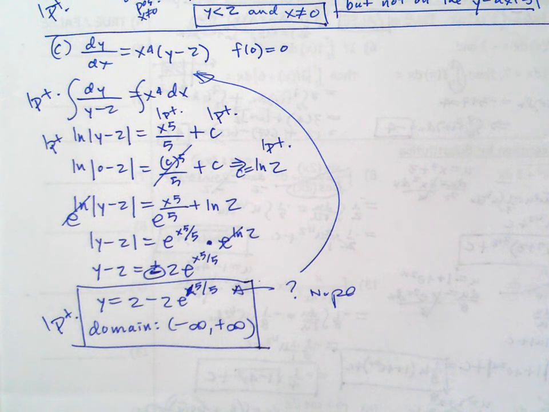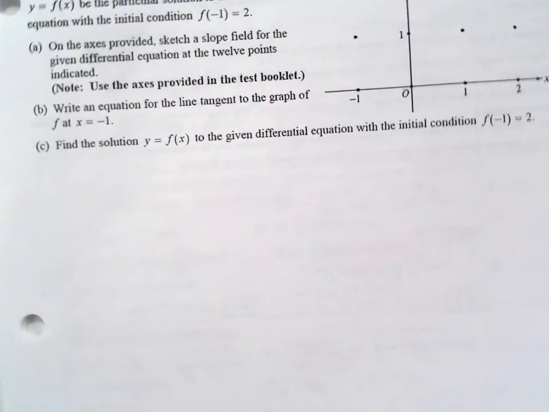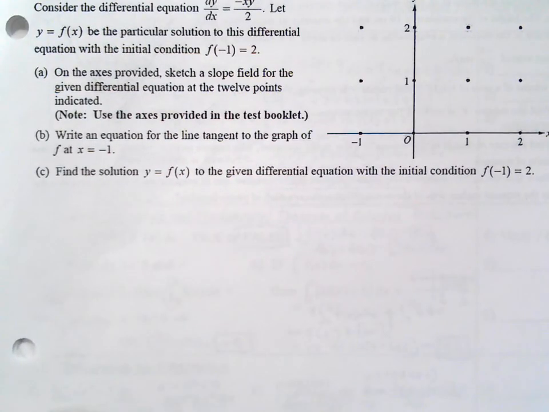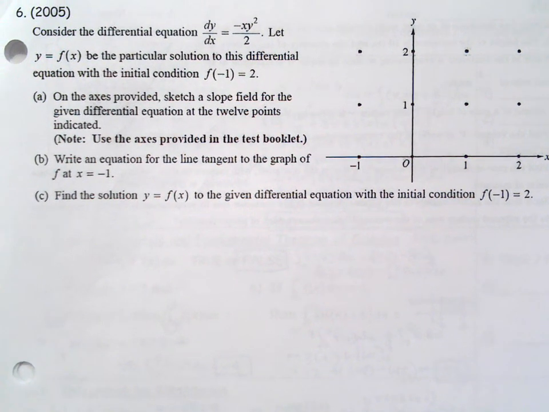All right, here's another one, just to get you really good at this. So consider a differential equation. Let y equals f of x be a particular solution to this differential equation with initial condition f of negative 1 equals 2. On the axis provided, sketch a slope field at 12 points.